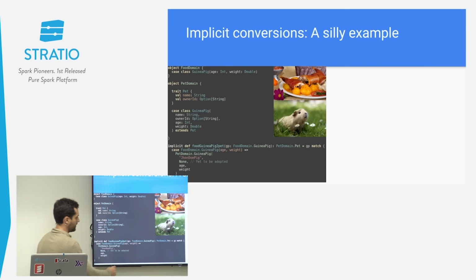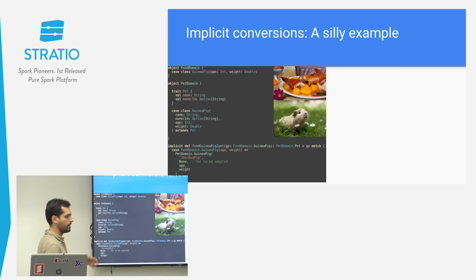I don't know if the code is clear from there, but we define an implicit conversion called food guinea pig to pet, receiving an actual formal parameter of the food domain guinea pig, that is, the type without owner or name, just age and weight. And we return a pet, an instance of a class of the domain of pets. So we transform from food to pets. And that's made with some implementation.